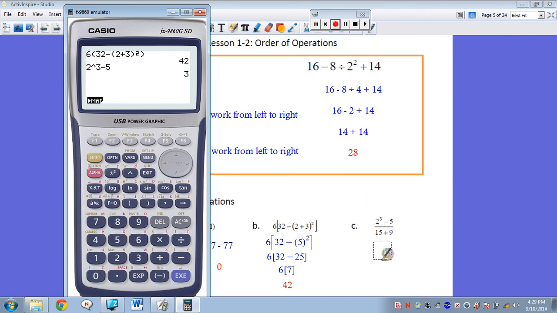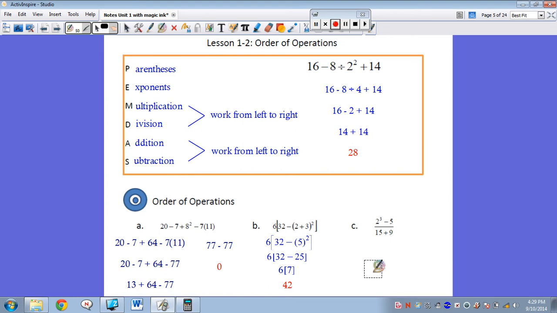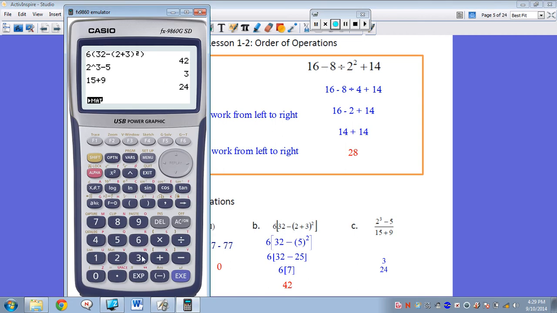The denominator is 15 plus 9. So 15 plus 9, hit enter. Okay, so your denominator is 24. So you have 3 over 24. So you're going to take 3 divided by 24, now that you have both the numerator and the denominator, and you get 0.125. If you want to convert this to a fraction, you're going to hit the F to D button, and so your answer ends up being 1 over 8, or 1/8.